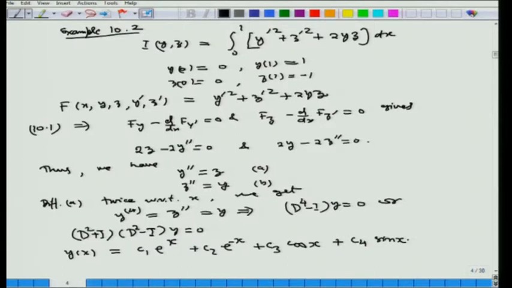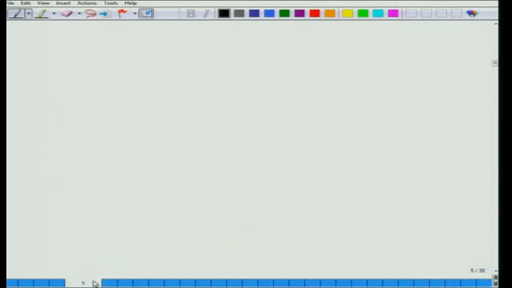And so, z, equal to y double prime, is equal to c1 e^x + c2 e^(−x), and here twice derivative gives you again a plus sign, while here twice derivatives will give you a minus sign. So, minus c3 cos x minus c4 sin x. Now, these c1, c2, c3, c4 will have to be determined by the given conditions. So, that we use here.